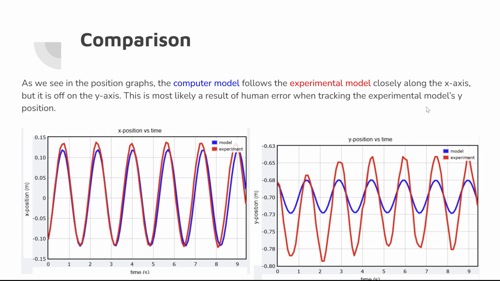Here's a comparison. As we see in the graphs, the computer model in blue follows the experimental model, which is the red line, closely along the x-axis, but it is also off on the y-axis. This is most likely a result of human error when tracking the experimental model's y position. And below we can see those graphs.